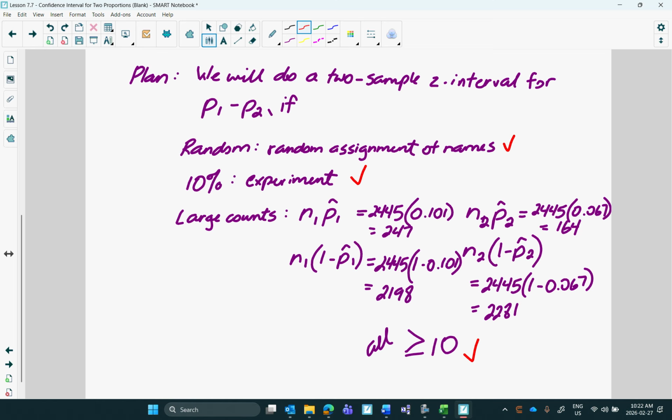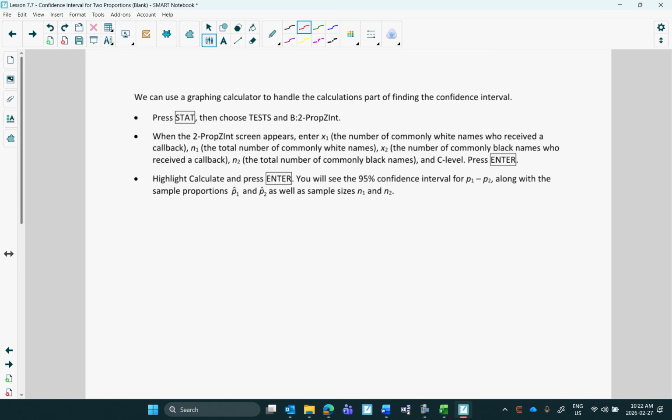And now this time though, I'm going to go ahead with my graphing calculator. So remember, you find tests and intervals under stat and then scroll over to test. But this time it's not 1 prop Z int, it's 2 prop Z int.